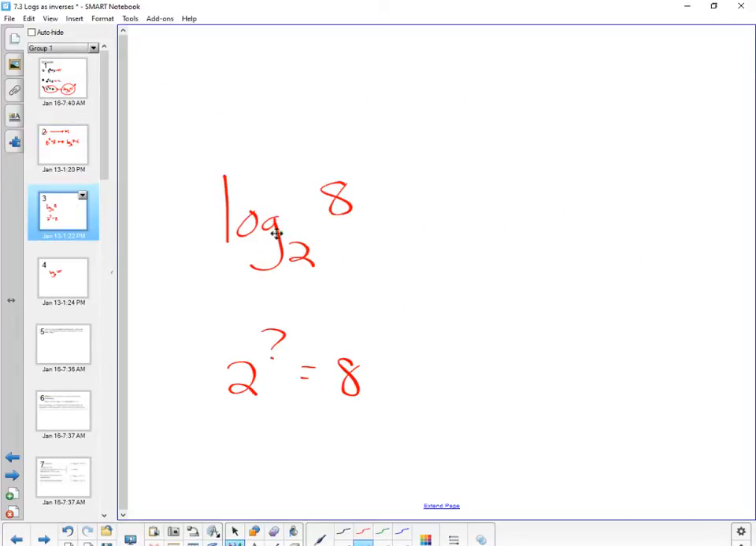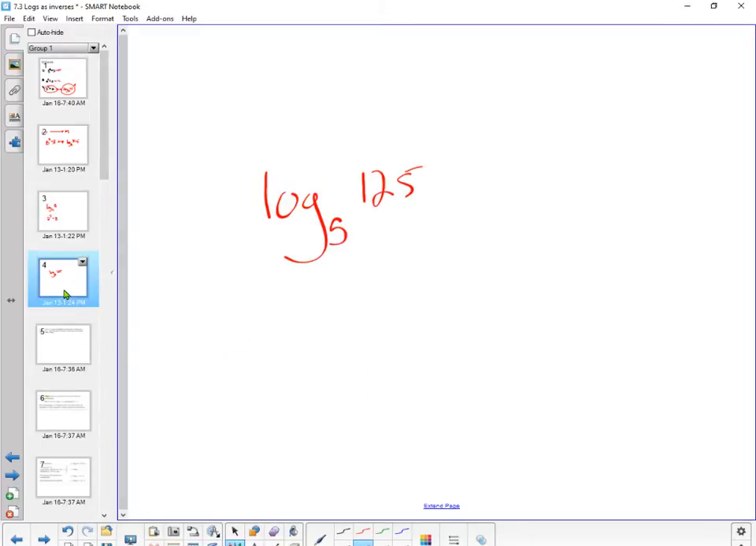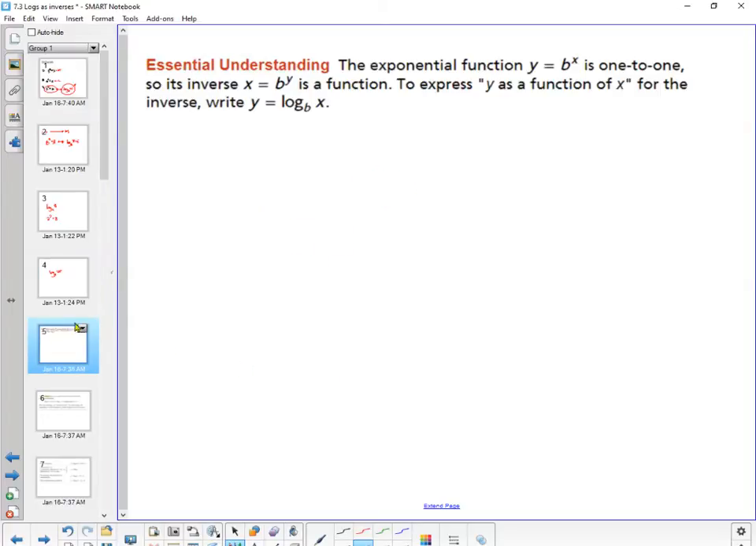Like in this case, log base 2 of 8, we're asking 2 to some exponent gives us 8. That exponent happens to be 3. So ask yourself the same question here. 5 to some exponent gives me 125. That answer is 3 as well. 5 times 5 is 25. 5 25s is going to give you 125.